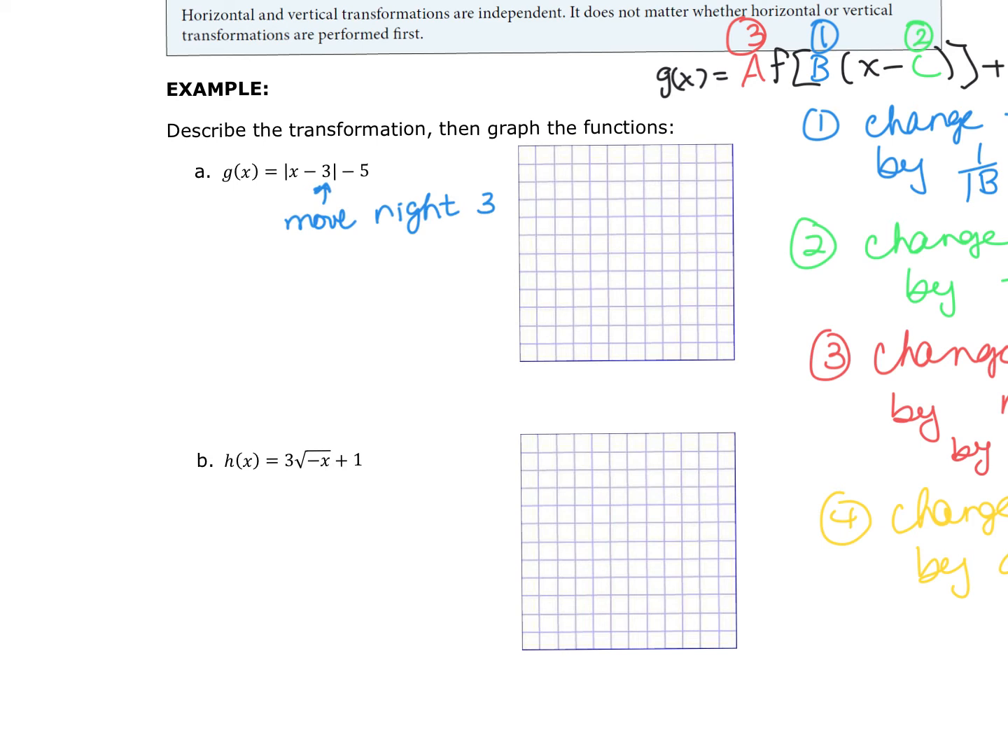And then I'm going to do this. This is my d value, and so it's going to go down 5. So I'm going to take my absolute value function. I'm going to move right 3. So my vertex, which is (0, 0), is going to go positive 3, and then it's going to go down 5. 1, 2, 3, 4, 5. So here's where my vertex is. And I don't have any horizontal shrink or stretches or vertical shrink or stretches, so that is my graph.